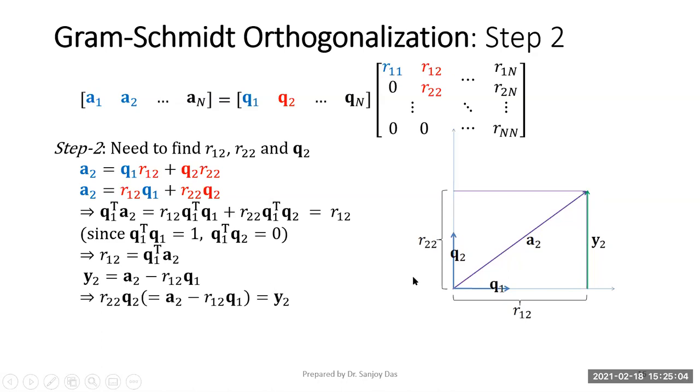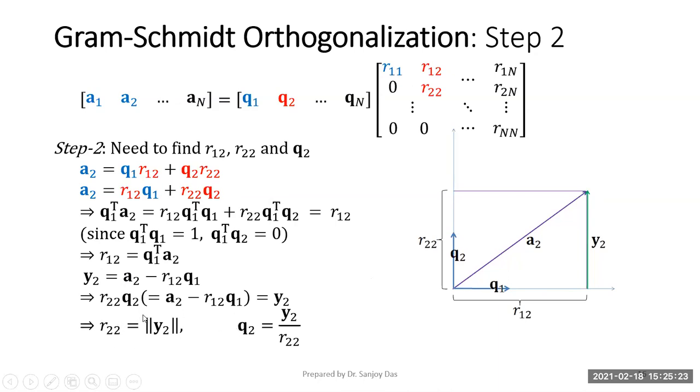And Y2 is along the direction of Q2, correct? Yes. And that's equal to this R22 Q2. So R22 Q2 is Y2.